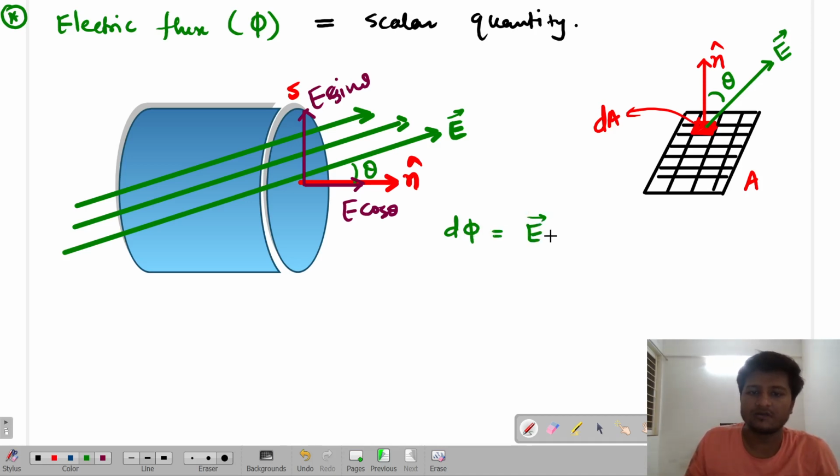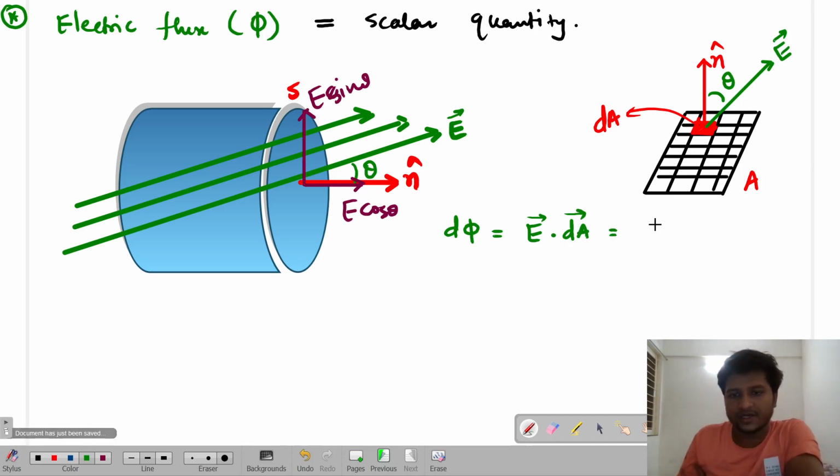E vector dot dS vector. Are you able to get me or not? Or dA vector? Yeah. Are you able to get me? And if it is a dot product, then it can be written as what? E dot dA cos theta.